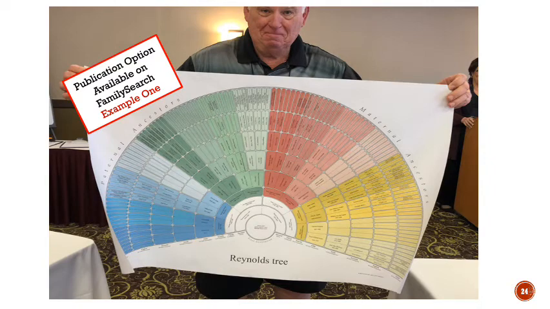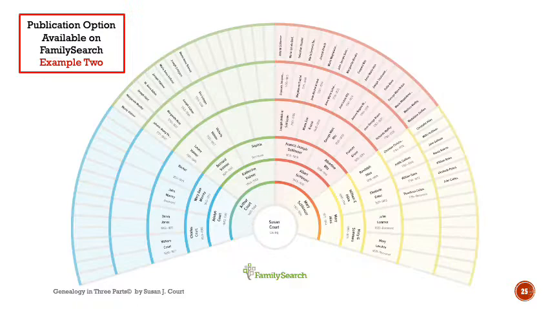This particular fan chart comes from the family of a gentleman I met last year at the Family History Library in Salt Lake City. They printed it out for him for free. And here's one I created on my own using this feature on FamilySearch.org. I copied it to a flash drive or USB drive and took it to Kinko's, which for about $2 printed out an 11 by 17 inch copy in color.